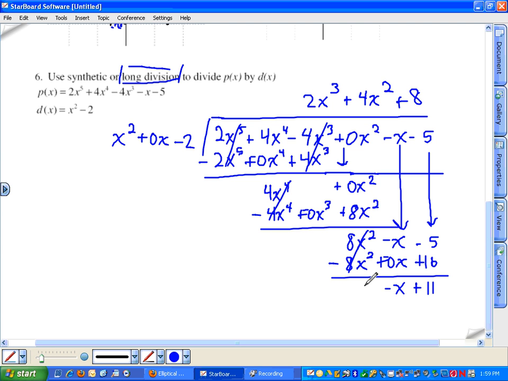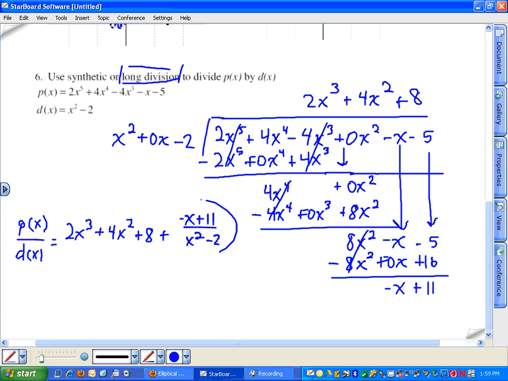This is your remainder. So p of x, when it is divided by d of x, results in a quotient of 2x to the 3rd plus 4x squared plus 8 with the remainder. Okay, that'll finish up part 1.